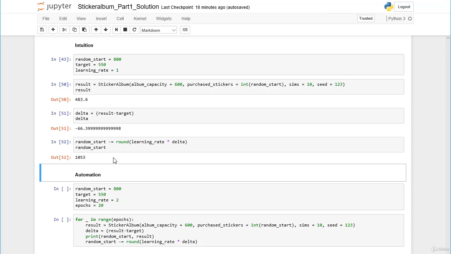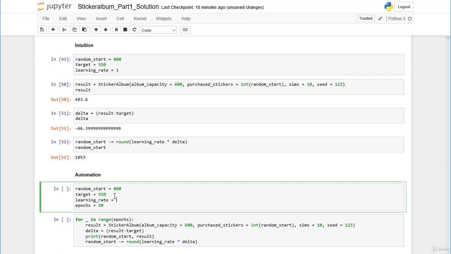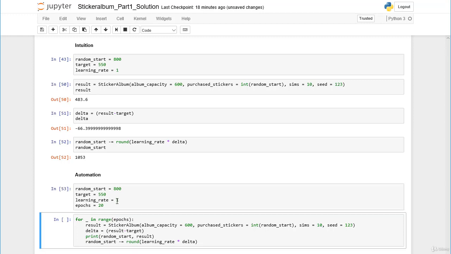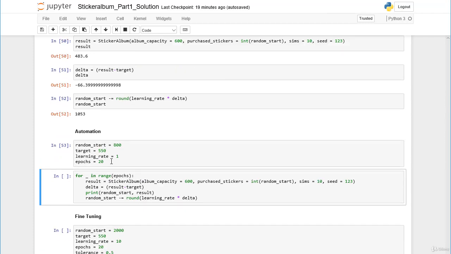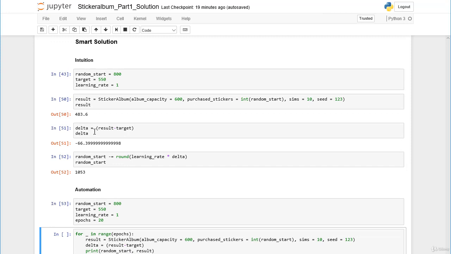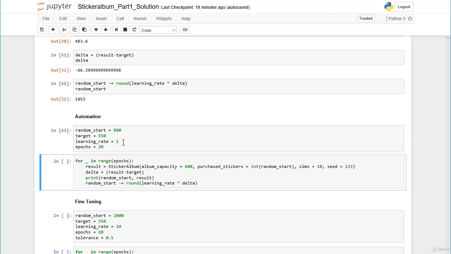All right, so that was the intuition behind our algorithm, and now let's automate it a little bit. We still have random start 800, target 550, learning rate we keep at 1, and we introduce epochs. What does epochs mean? Before, you have seen that we can iterate many times, for example 100 times, to get very close to our target value. With epochs we can set a maximum limit of iterations so that we stay efficient. 1000 iterations might not be a good idea, and we also have the learning rate, which we will see later that we can vary to reach our target.